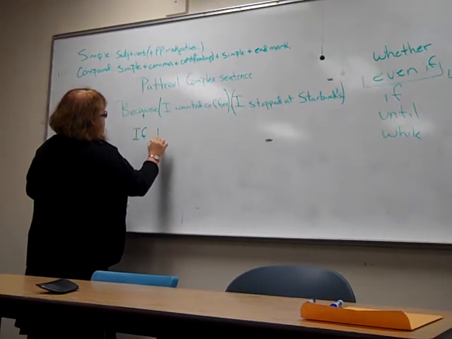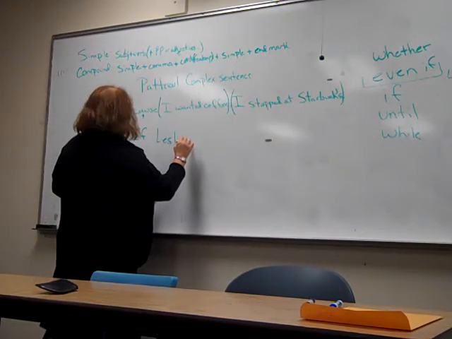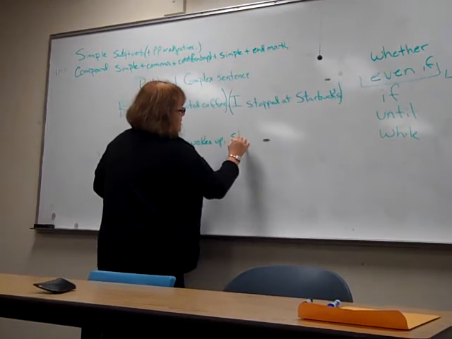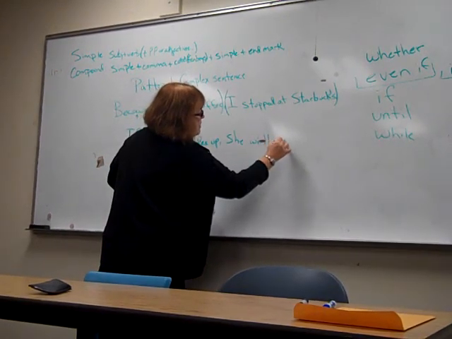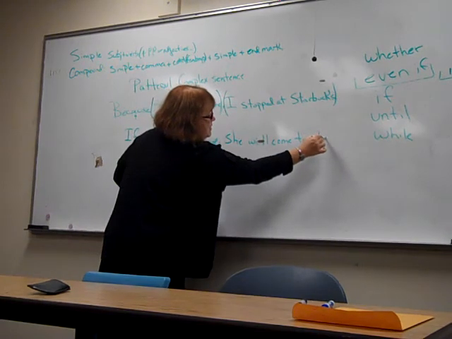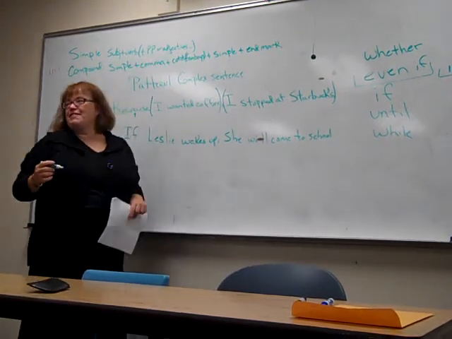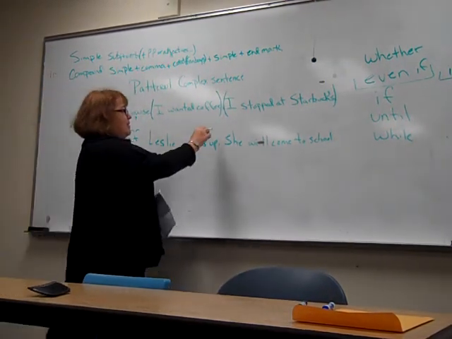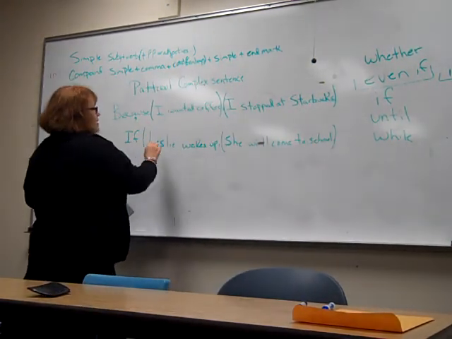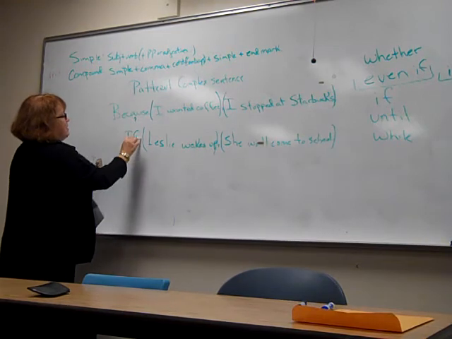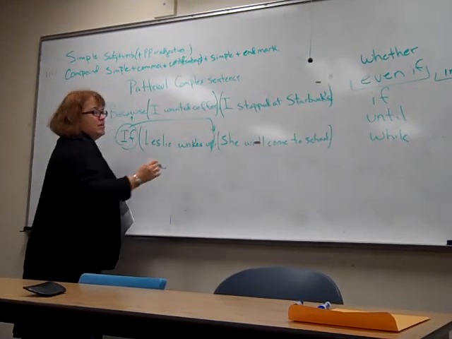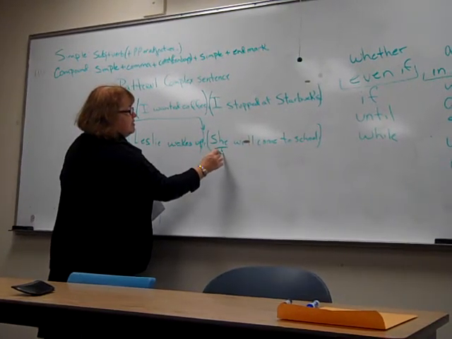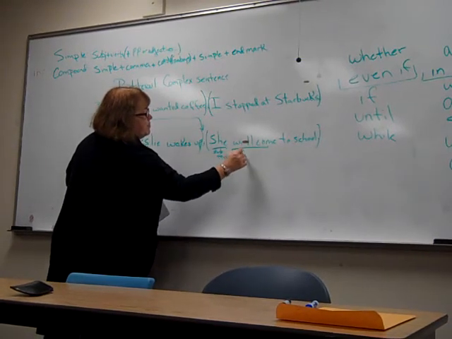If. It's the thing that people ask. If Leslie wakes up, she will come to school. 6:45 is definitely an if clause. If Leslie wakes up, she will come to school. So I've got, again, two complete simple sentences. This word means I have to insert this comma. And the comma occurs right before the second subject noun and verb.